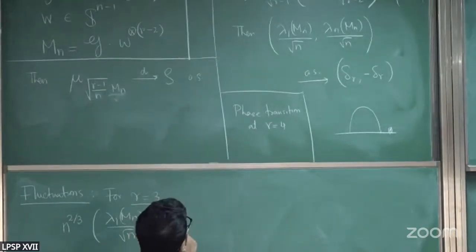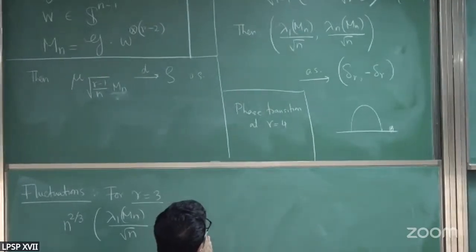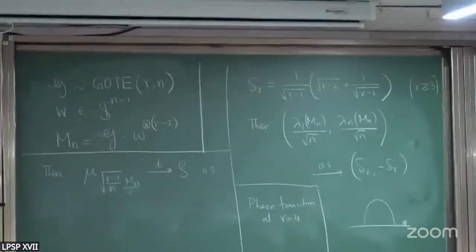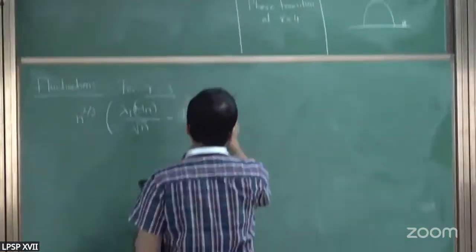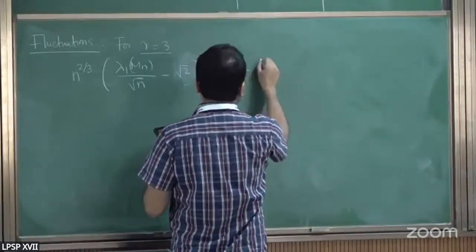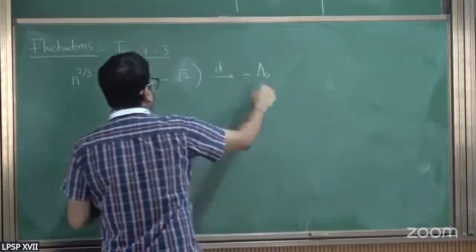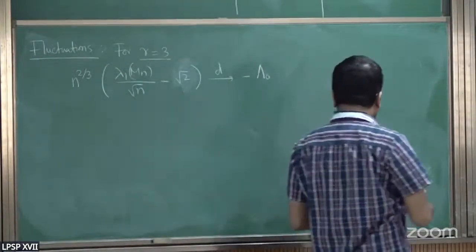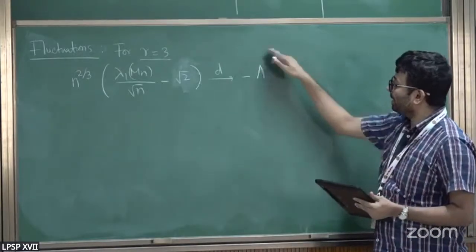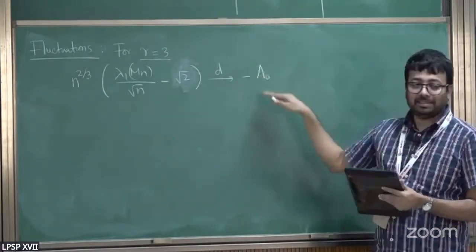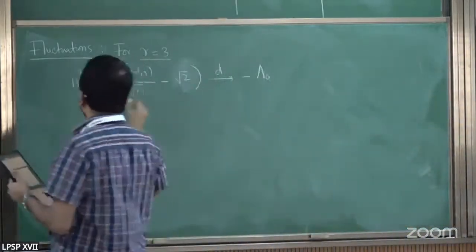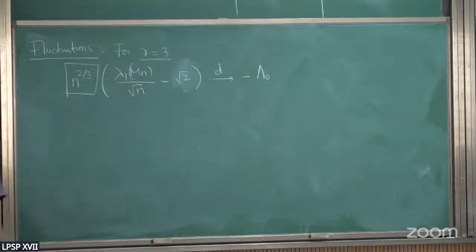2 by root 3. No. Root 2. Is it root 2? Yeah, root 2. So this converges in distribution to some random variable. This is a description. I think it is the largest eigenvalue of a stochastic Airy operator. So there is some description of this. But the point is that you have this n to the 2/3 scaling for the largest eigenvalue.